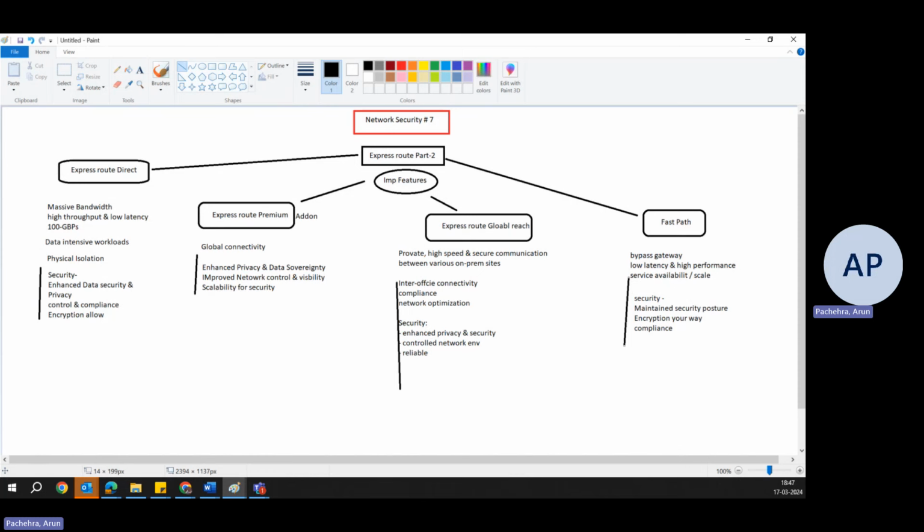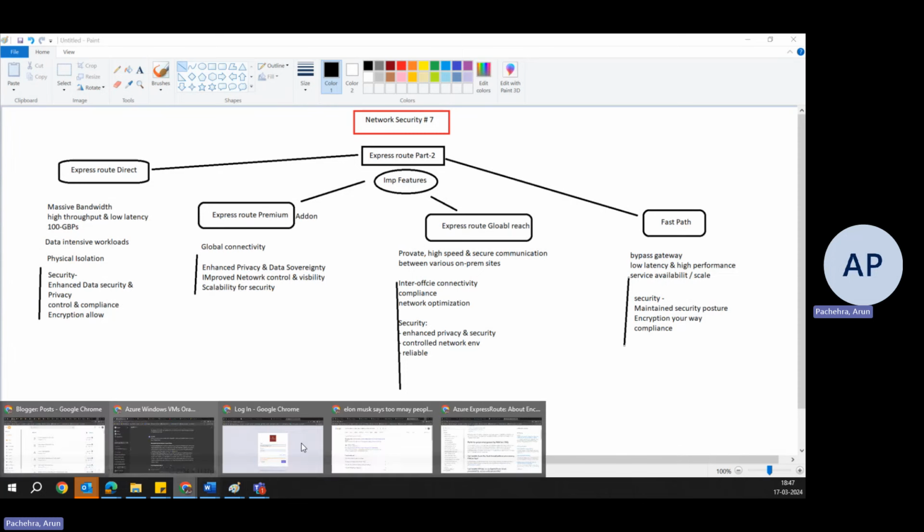So in summary, each ExpressRoute feature serves a distinct purpose but collectively enhances the security and performance of Azure connectivity. The choice among Direct, Premium add-on, Global Reach, and FastPath should be guided by the organization's specific needs for physical isolation, global connectivity, inter-site communication, and low latency access to Azure services, always considering the overarching goal of maintaining a robust security posture. That's the whole point here.